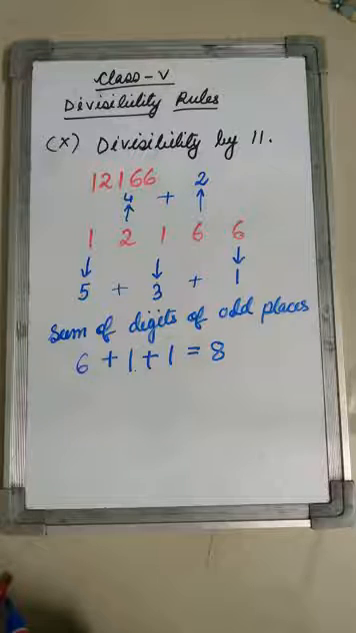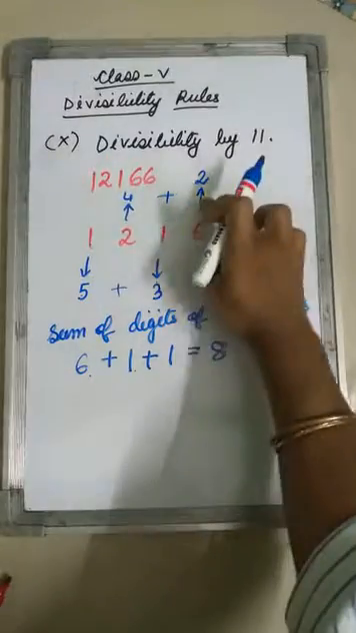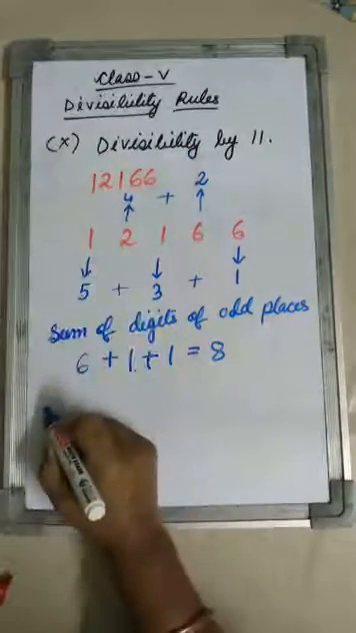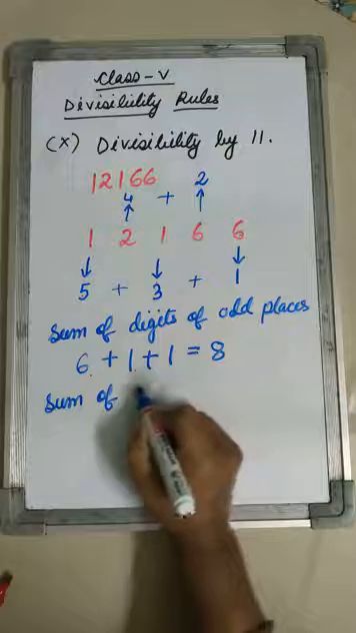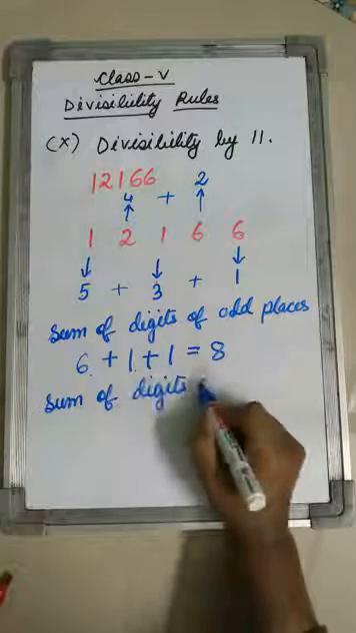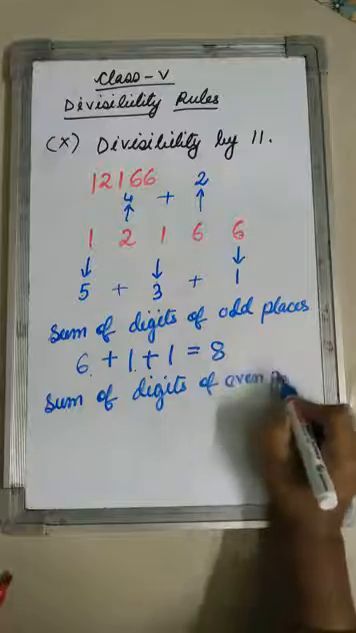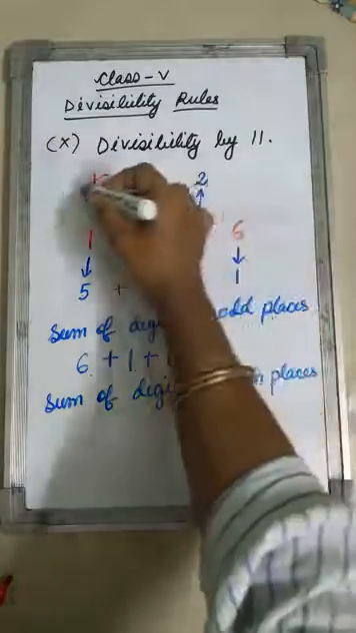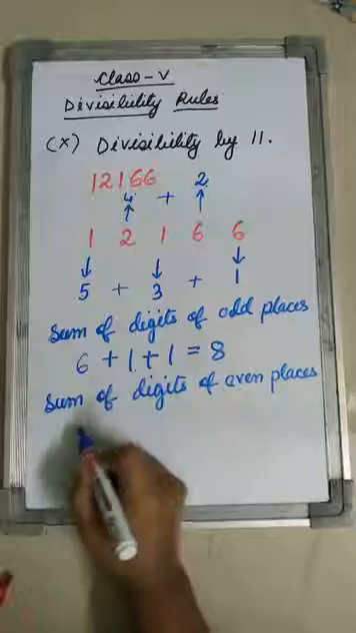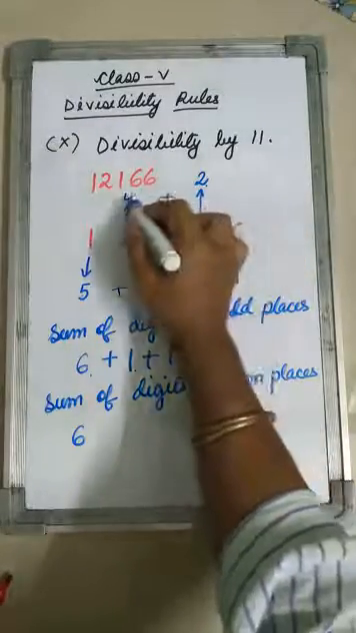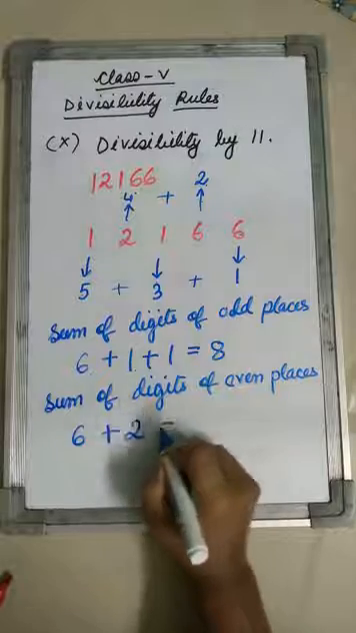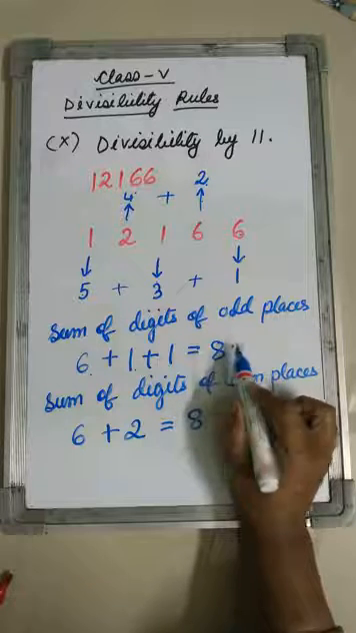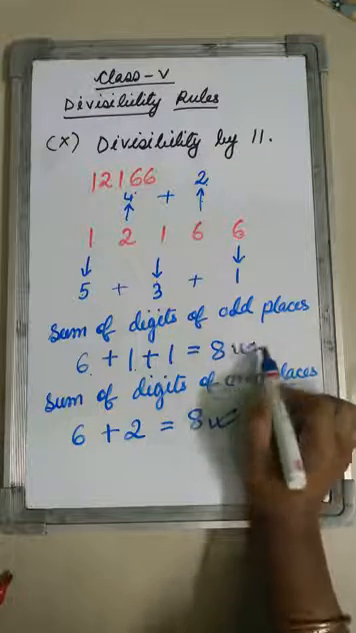Then in the even places, second, fourth, sixth, like this, you write sum of digits of even places. In the second place we have 6. And in the fourth place we have plus 2. So it is 8. Now what you have to do? You have to subtract this number from this.